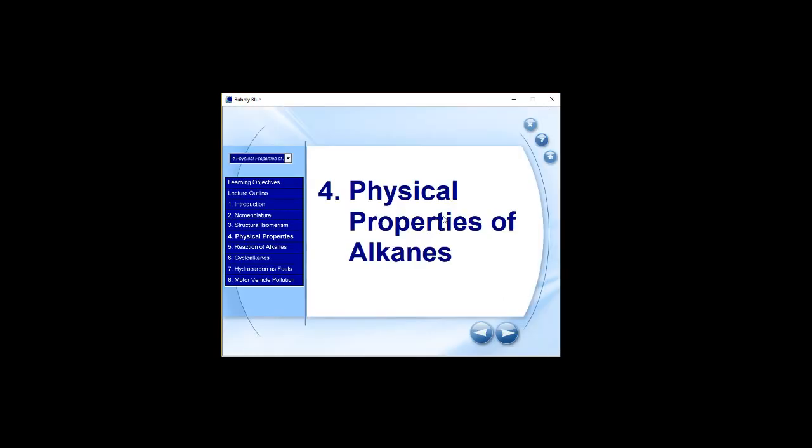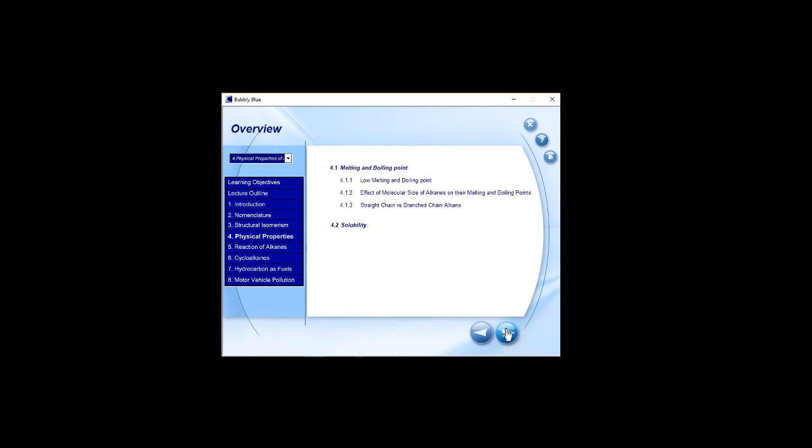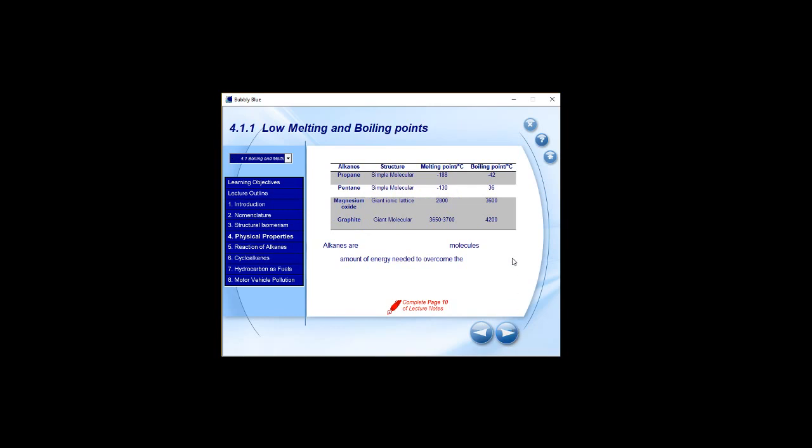In this chapter, we will find out more about the boiling point, melting point, and the solubility of alkanes. In contrast to giant ionic and giant molecular structures, alkanes are actually simple molecular structures. They are also non-polar in nature. There are weak intermolecular van der Waals forces of attraction between the alkane molecules, which can be overcome with a low amount of energy. That is why alkanes have low melting and boiling points.